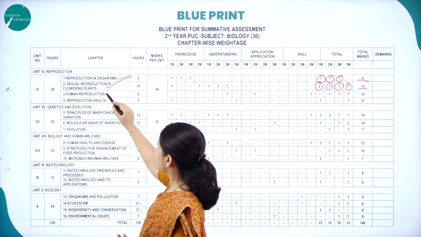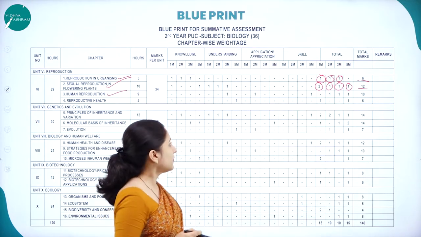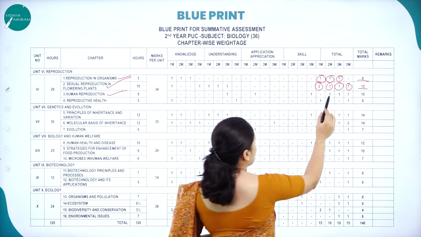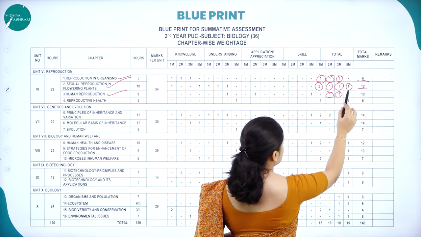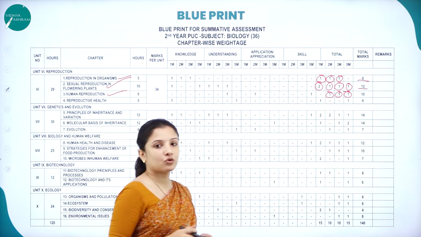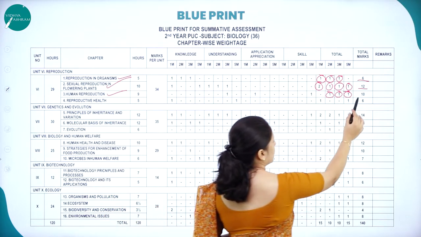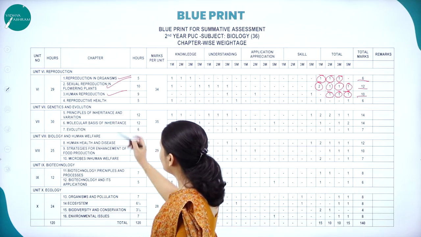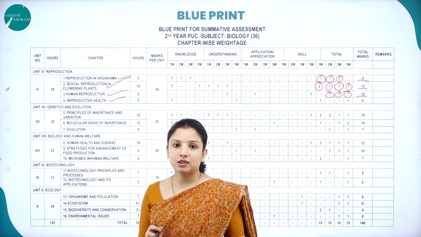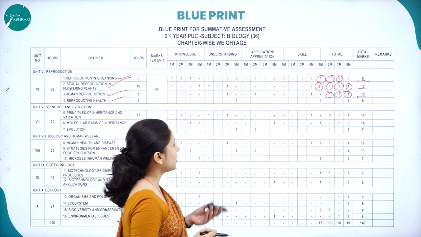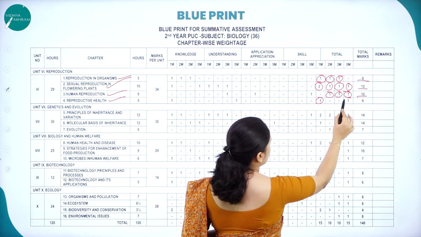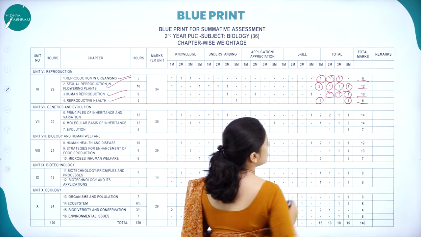Next, you have human reproduction, wherein there is no 1 mark question that is asked, but you'll have 2 mark question, 3 mark and 5 marks question. Therefore, the total weightage being 10 marks out of this chapter. And then we have chapter 4, that is reproductive health. Under reproductive health, you'll have 1 mark, 1 question and 5 mark, 1 question. Therefore, a total weightage of 6 marks.